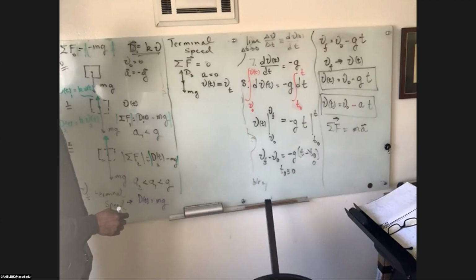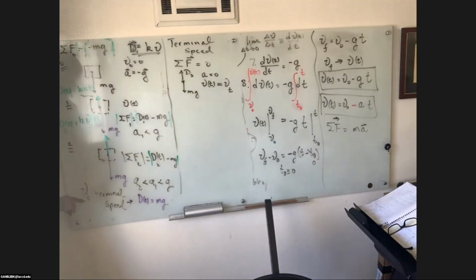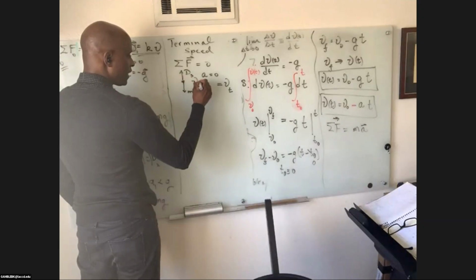Professor? Yes. I'm sorry. Just to clarify, v of t is the variable, and v sub t is a constant? Yeah, it's a constant. Okay. It's terminal speed. V sub t means terminal speed. It's a constant.